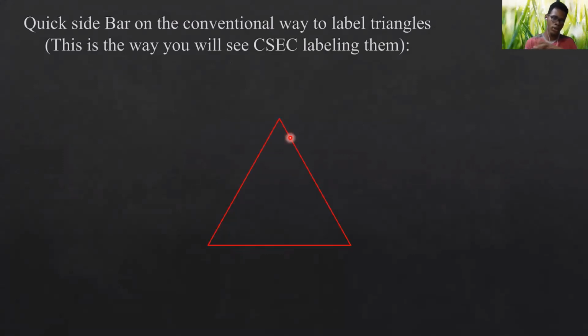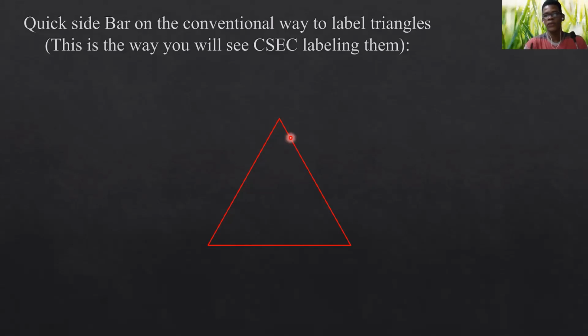Now, one more thing that we keep seeing is that the triangles are labeled A, B, and C, those three capital letters. That's the way we've been doing it for a while now, and it's the way you see it labeled in your CSEC questions. You'll usually see A, B, and C, or P, Q, R, those conventional letters.